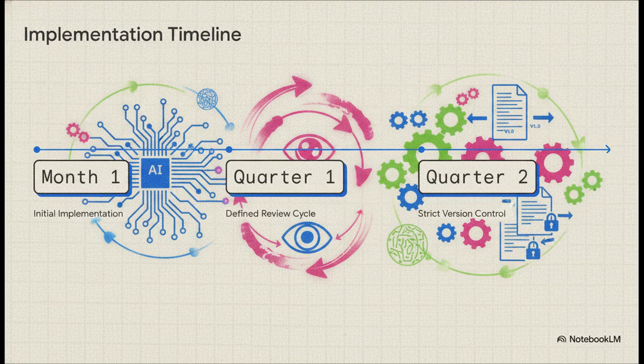By quarter 1, you hit your defined review cycle. This is a mandatory, scheduled check-in where the team actually sits down and assesses if the policy still matches the technology they're using. Then, by quarter 2, you might have strict version control updates. This means documenting exactly what changed from version 1.0 to 1.1, who approved it, and when. This structure literally keeps the document breathing and adapting over time, so you are never, ever caught off guard.